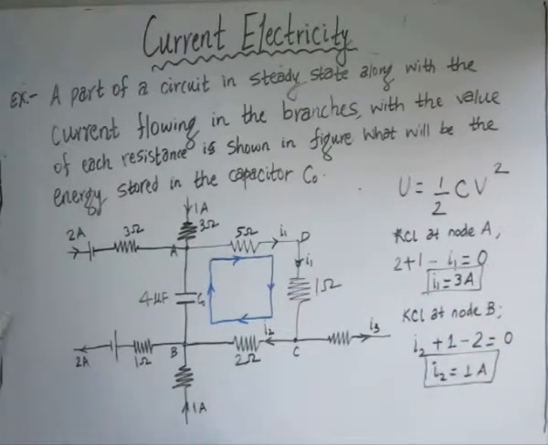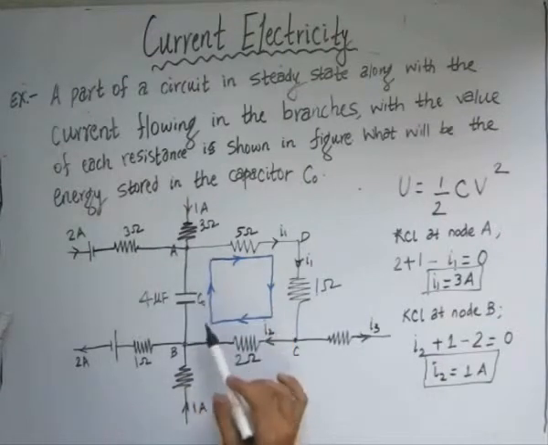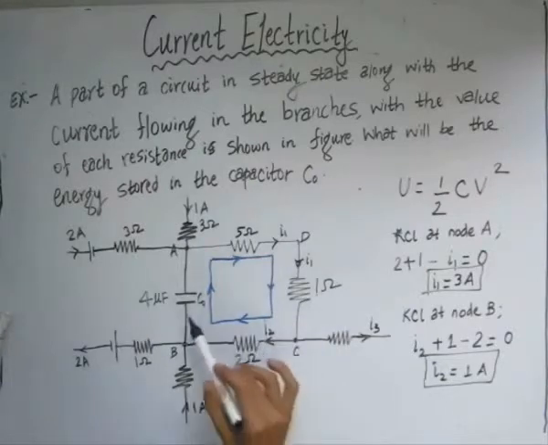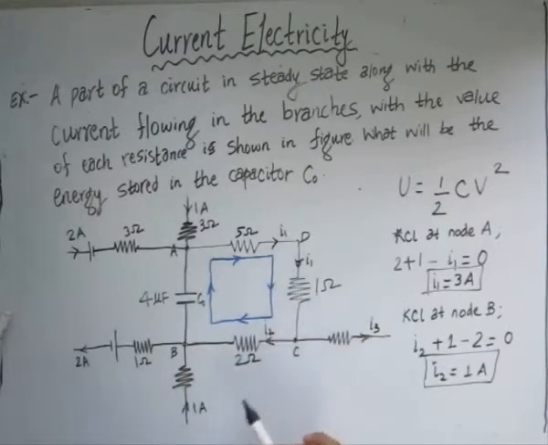Okay, now in this example, there is no need to determine the value of I3, because we are only interested in the voltage across the points A and B, and it is sufficient to determine only the values of I1 and I2, as the voltage across these points A and B depends upon the currents I1 and I2, and it is independent of the value of the current I3.